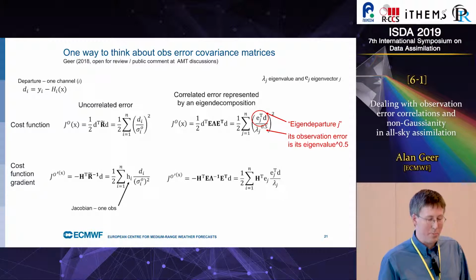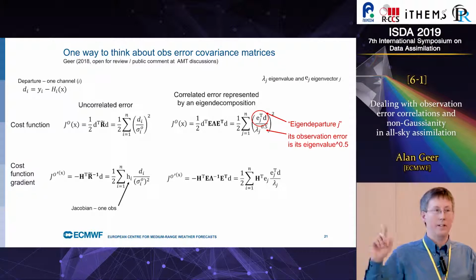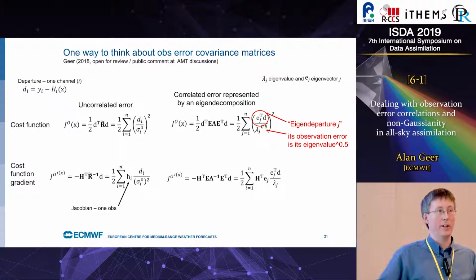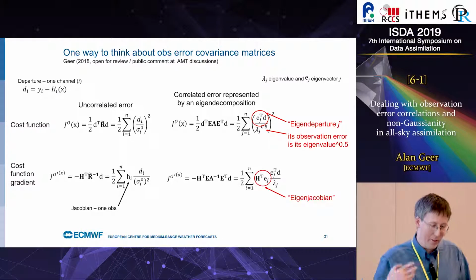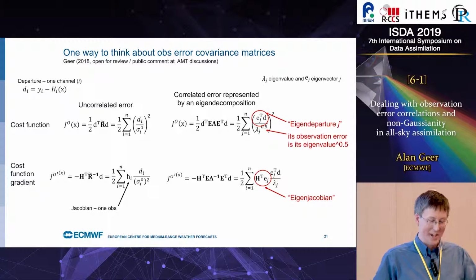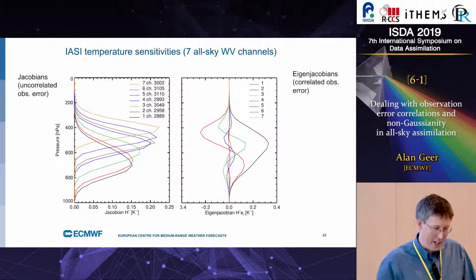You can do the same with the gradient. For uncorrelated error, the gradient includes this hi, which is the Jacobian. So for any satellite data, we've got a weighting function or Jacobian. That's quite familiar. That's what hi is here. And it's equivalent when you go to the eigen decomposition is H transpose, so the linearized observation operator transpose times the eigenvectors. And we'll call that an eigen Jacobian. So that's the maths.